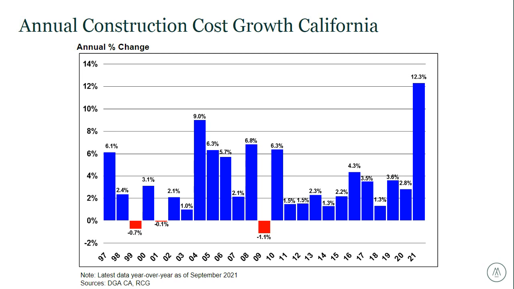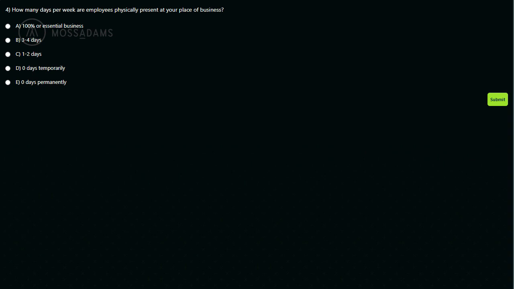So we'll now go to our final polling question, and ask you about things you think about. All right, so the last polling question is, how many days per week are employees physically present at your place of business? A, 100%, B, 3 to 4 days, C, 1 to 2 days, D, 0 days temporarily, or E, 0 days permanently.